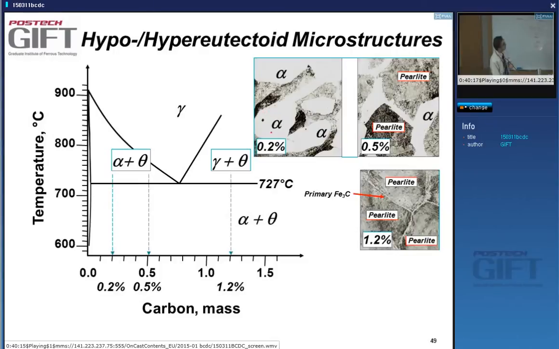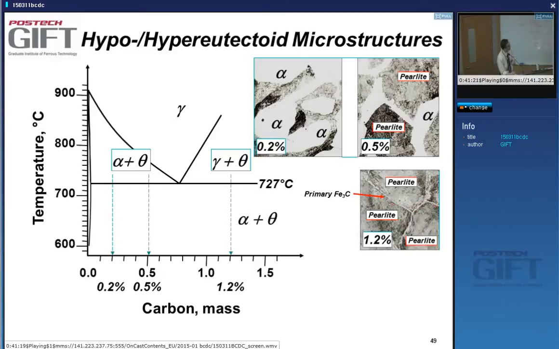You form ferrite, a ferrite matrix, and then in there you have perlite. As I increase the carbon content, I get more perlite. You can see here from 0.2 to 0.5, I get much larger pools, as it were, of perlite. If I go beyond the eutectoid point, things are different. When I cool down the austenite, and I pass this line here, I go into the stability range where you have austenite plus cementite.